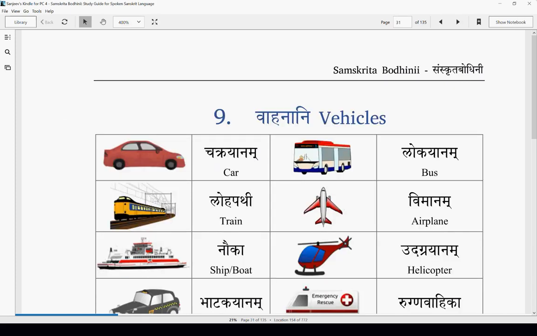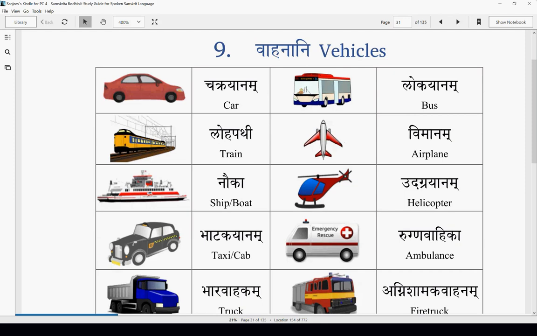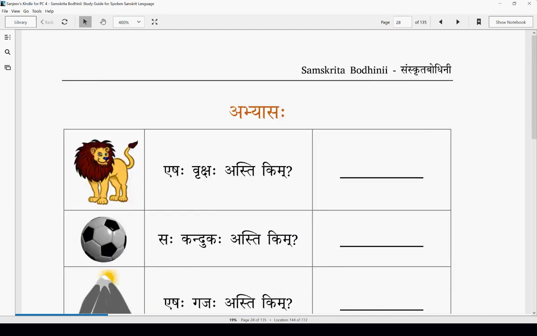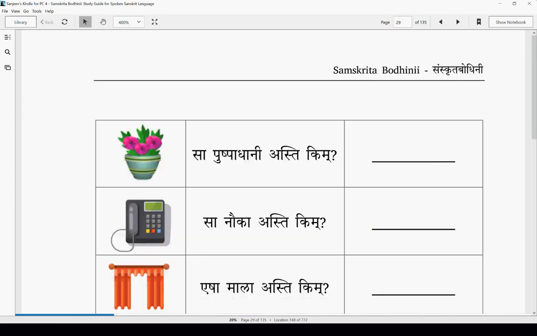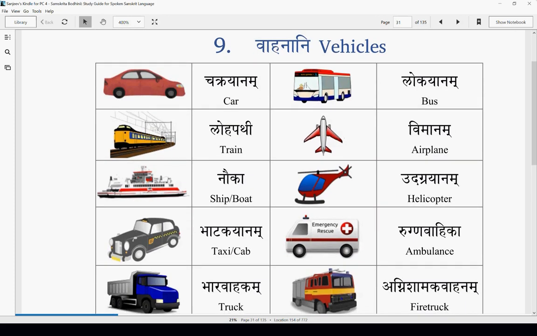Then this is just some slide I put there, so somebody can just read this. Vehicles, like I had the slide on Shariram. Similarly, there is one for Vahanani, vehicles. In the olden days, none of these vehicles existed, so these are all new words in Sanskritam.